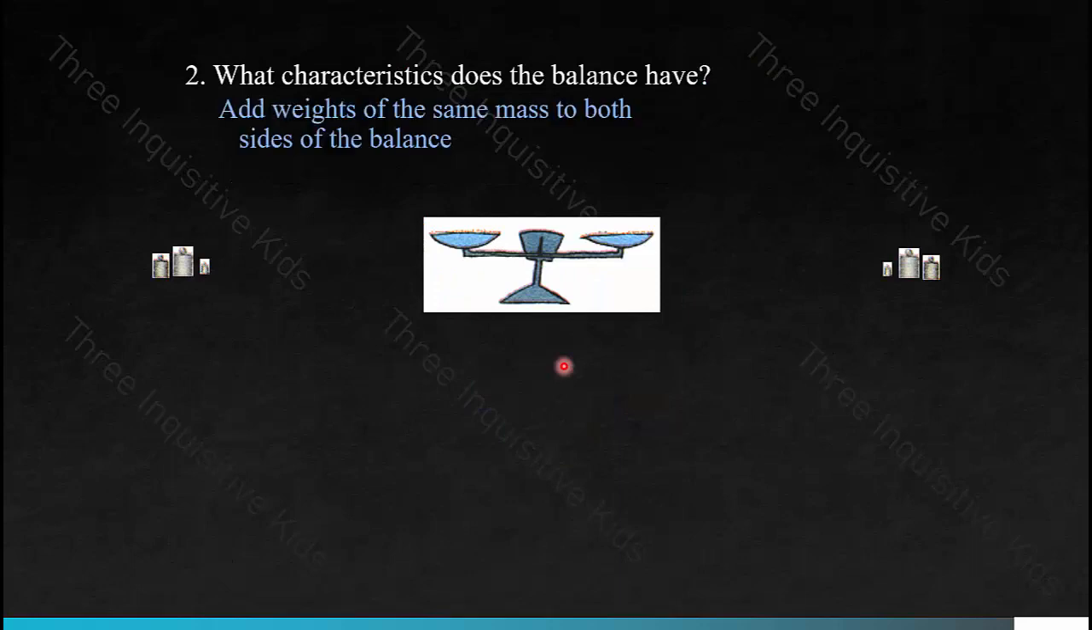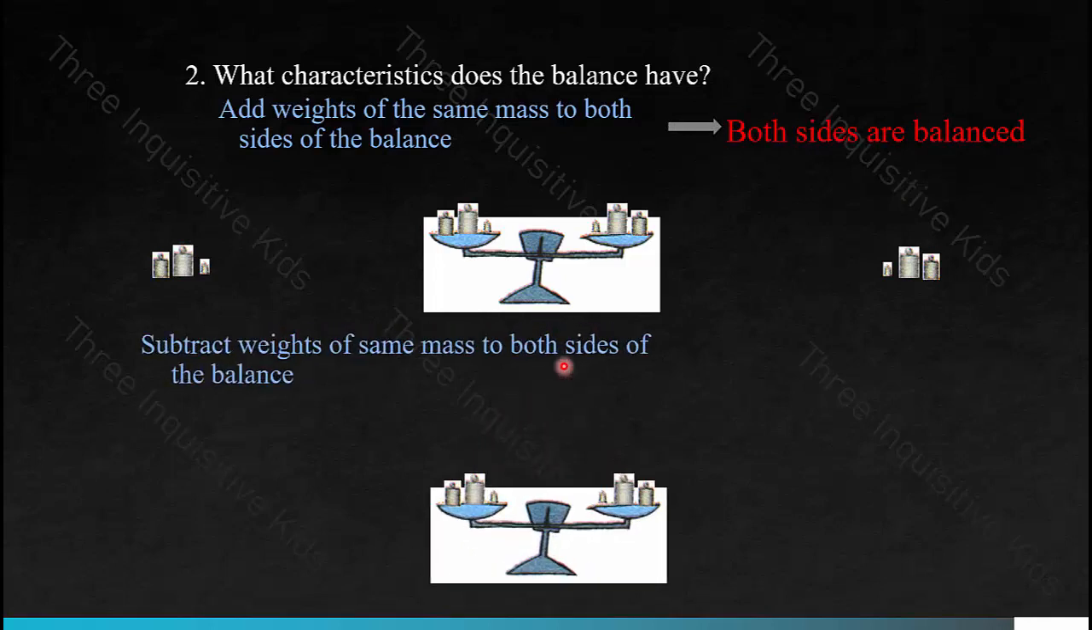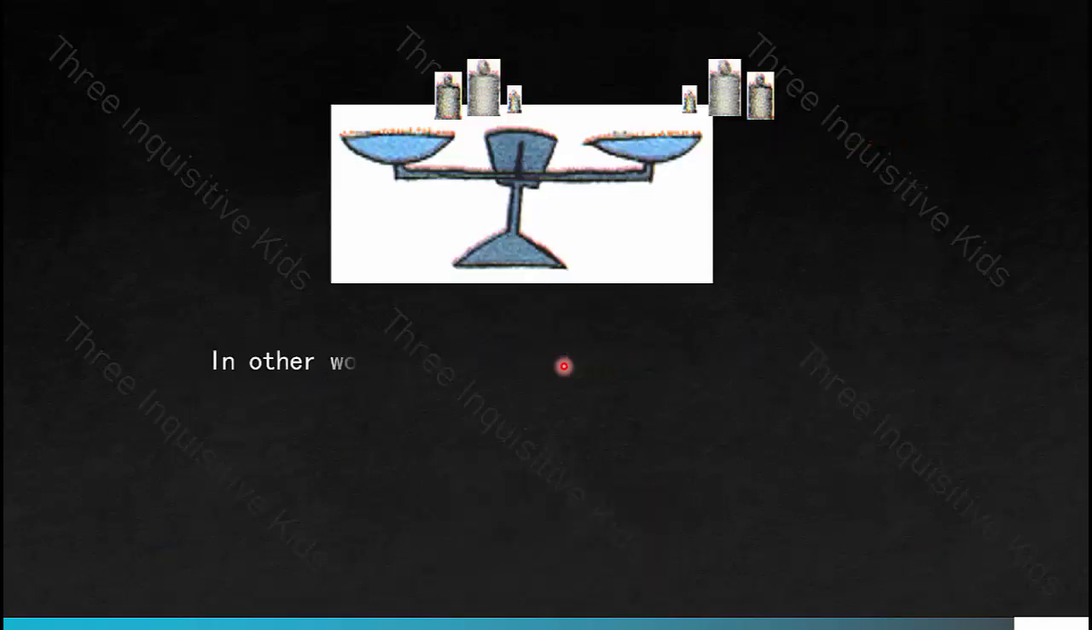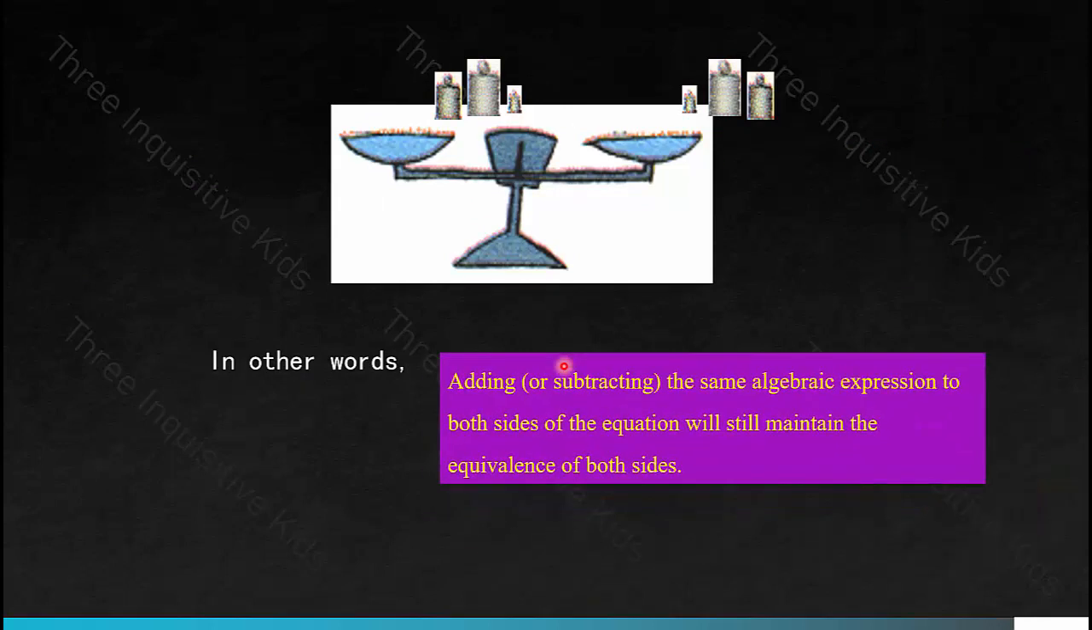What characteristics does the balance have? Well, if you add weights of the same mass to both sides of the balance, both sides are still balanced. And if you subtract weights of the same mass from both sides of the balance, if you're taking away these weights, the balance is still balanced. So in other words, adding or subtracting the same algebraic expression to both sides of the equation will still maintain the equivalence of both sides. So you can make changes to an equation as long as you're adding or subtracting the same expression to both sides.